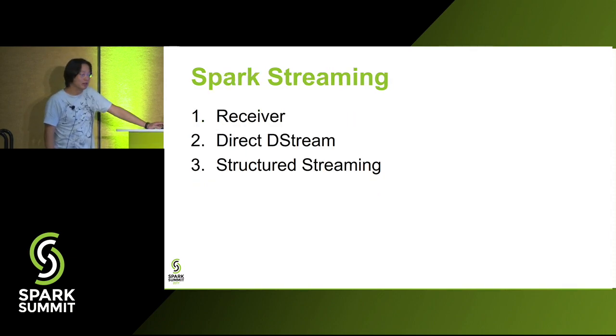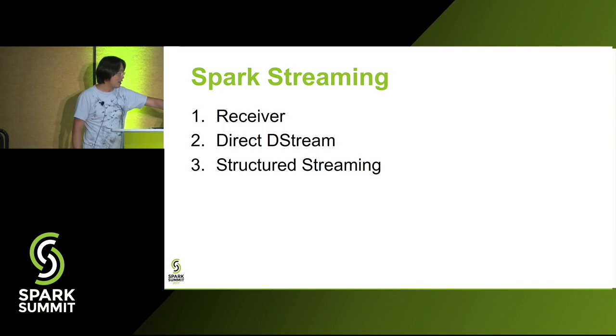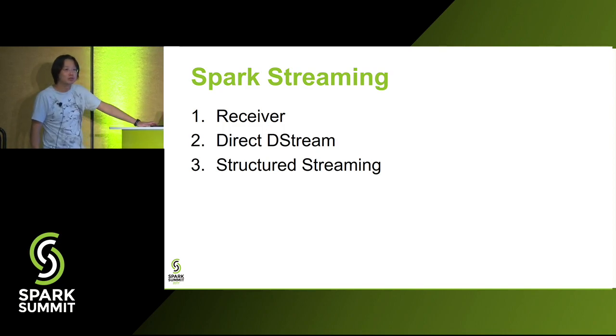So with Spark streaming, we're really at the third generation. At the very beginning, there was a receiver model, and then soon after that, there was the direct D-stream model. And now we have structured streaming. The good thing about being in the third generation is that a lot of the problems or worries are already taken care of for you. A lot of these things are now at a much higher level that you can just work with easily without having to worry about whether I'm going to lose something or not.